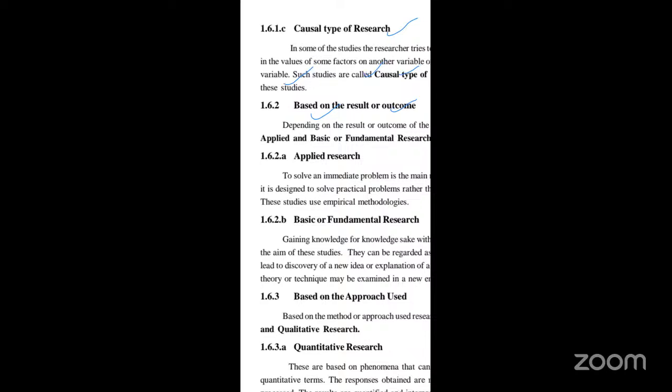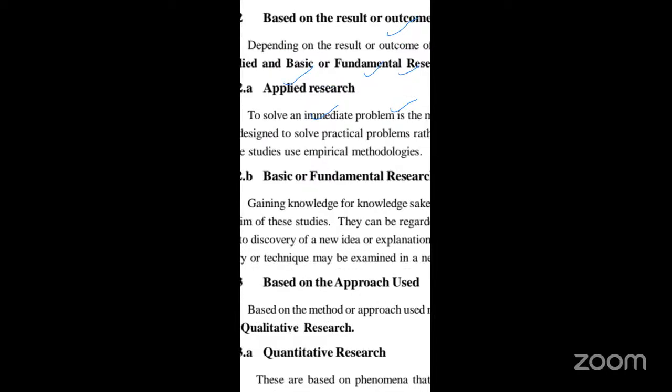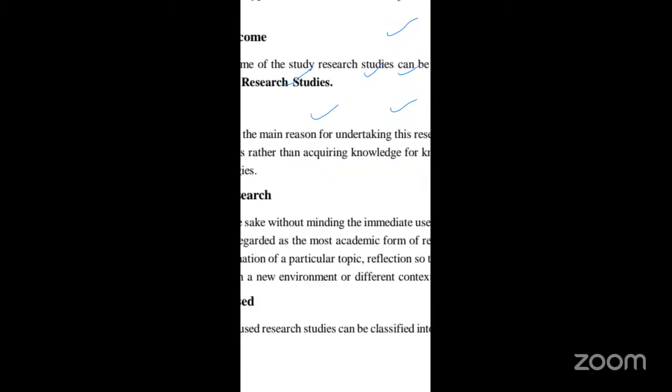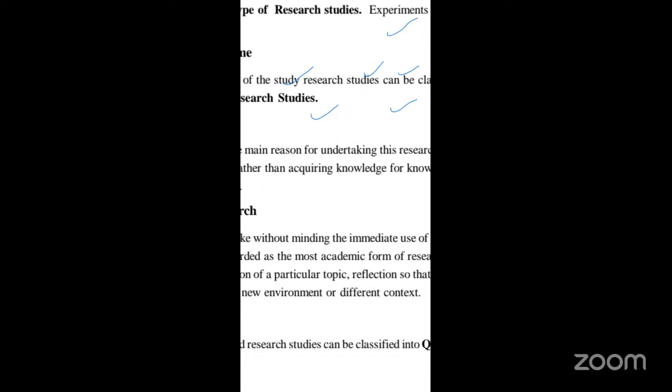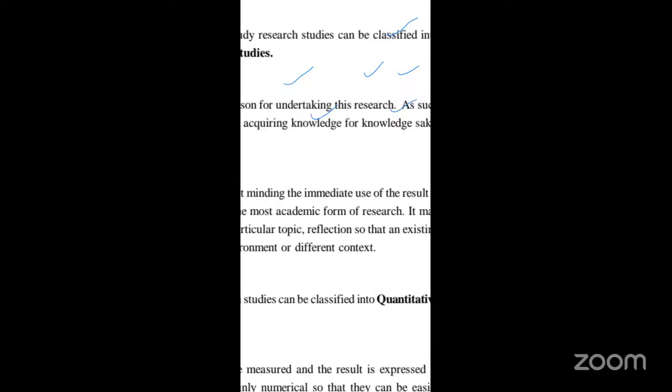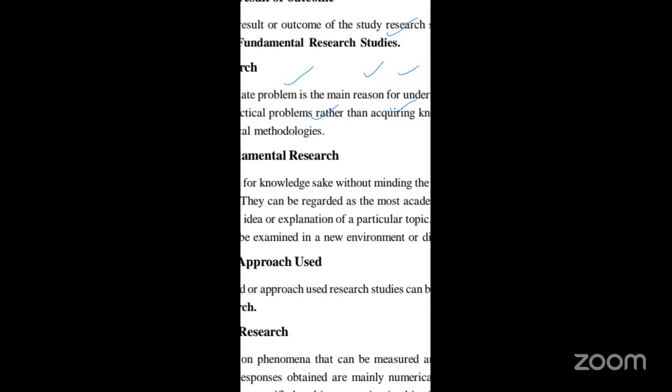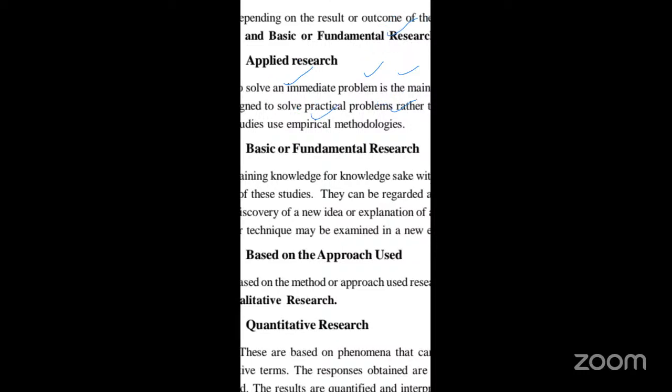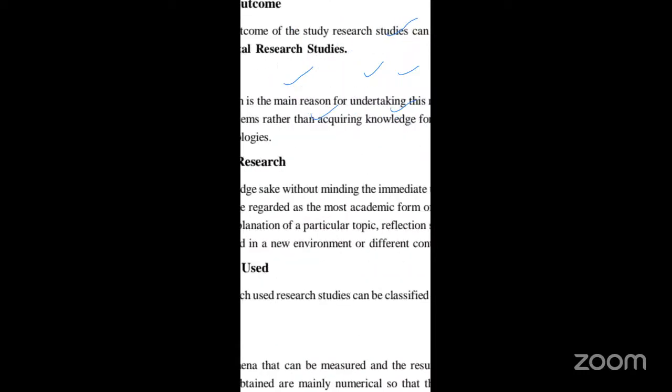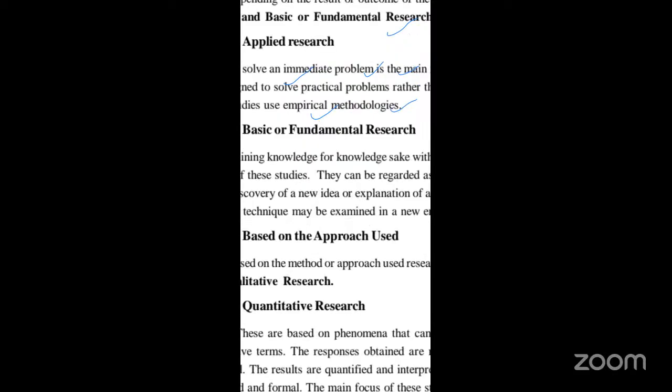So what does basic research mean? It is regarded as the most academic form of research. It may lead to the discovery of a new idea or explanation of a particular topic, or reflection so that an existing method or theory may be examined in a new environment or different context. Basic approaches in use. So what are the basic approaches of this?